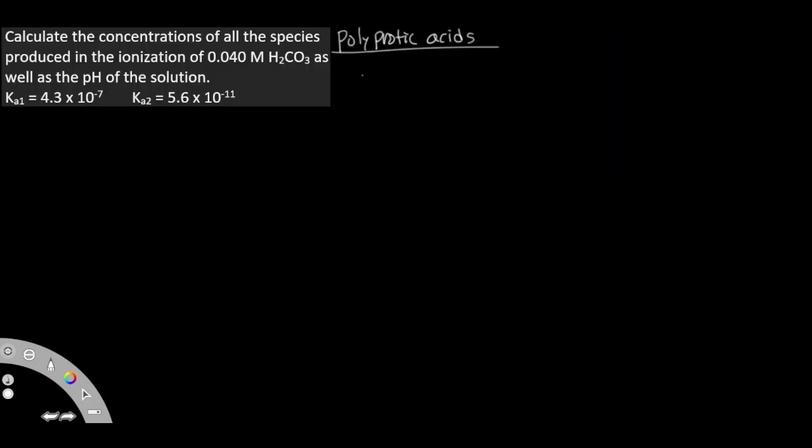We have 0.040 moles per liter of H2CO3. We know a formula: pH is equal to negative log of our hydronium ion concentration. And we can continue to solve this using our Ka1 and Ka2 values.